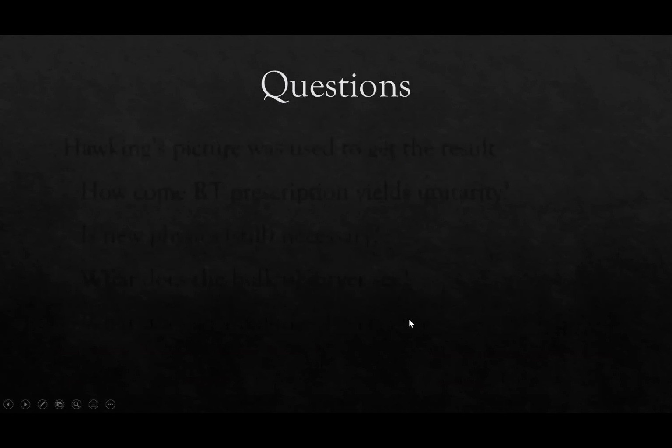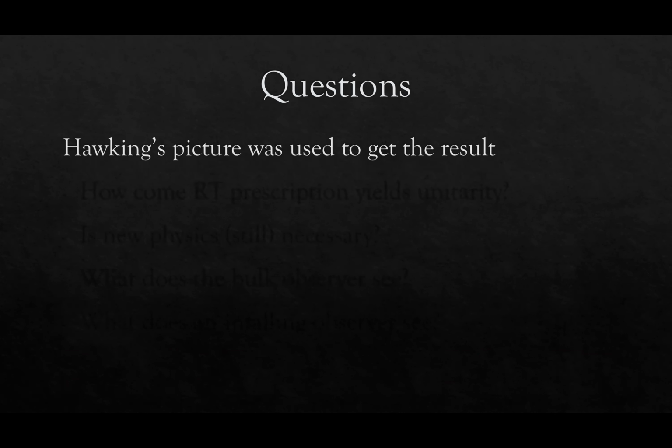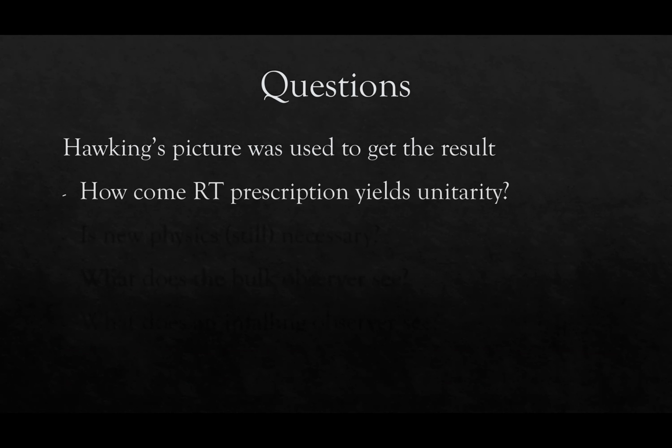Good. So I believe that by now, there are going to be some questions, and let me just do that part for you. We have done Hawking's calculation, Hawking's semi-classical approach to this, and used it to get the result. So how come we got a different answer than Hawking? How come this quantum calculation gives us a unitary evolution?